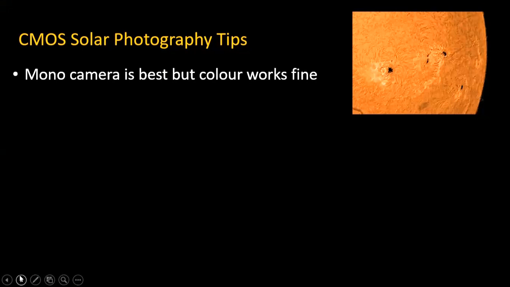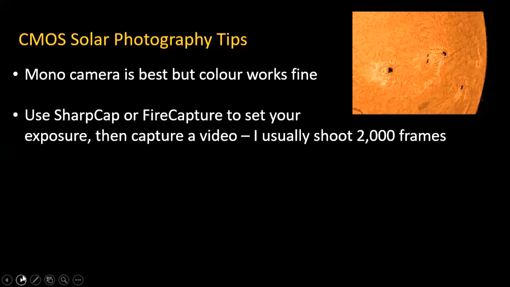So some tips for doing CMOS photography with that telescope. Mono is best for sure. You'll get a higher resolution, but the color one works fine, because even with the color one, I always take away the color in processing and artificially put it back in afterwards. So I desaturate as step one of my processing, just as routine. Using SharpCap to capture the detail, I always use SharpCap, but you can use FireCapture. You'll have the view on your laptop screen, and then you'll be able to set your exposure according to the light levels and according to the aperture of the telescope that you're using.